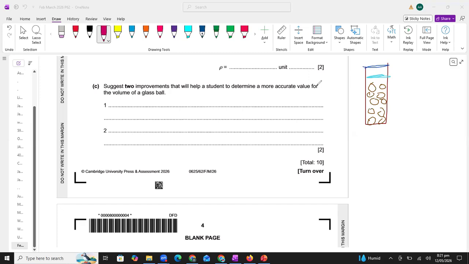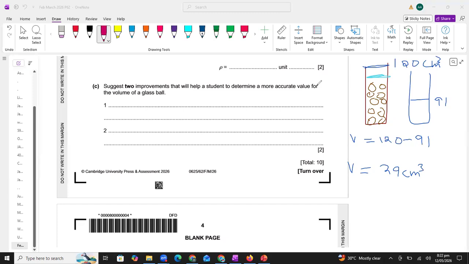Suppose the initial volume of water was 91 centimeter cube, and now the final volume of water we are getting is 120 centimeter cube because we have put in more glass balls in this measuring cylinder. So how can we find the change in volume? The change in volume is 120 minus 91. So what volume are we getting, beta? Exactly, 29 centimeter cube is the total volume.